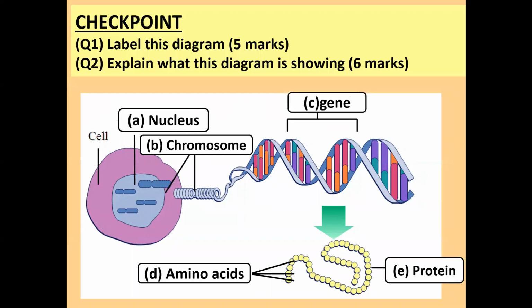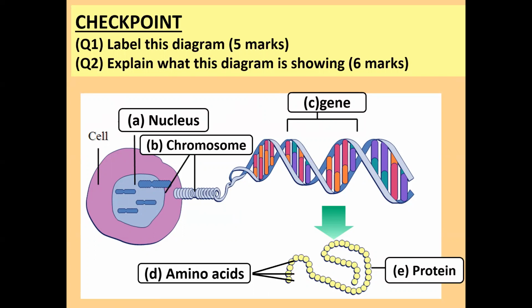Right, okay, so these are your answers. A is a nucleus, B is a chromosome, C is a gene, a length of DNA. So you can see if you were to remove a chromosome, you can see that it's made up of supercoiled DNA and that a length of that DNA is your gene. D are amino acids, and then amino acids join to make a protein. So what is that diagram showing?